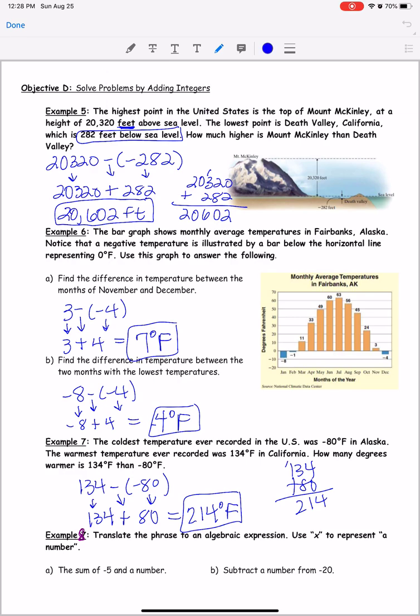Translate the phrase into an algebraic expression. Use x to represent a number. So this says the sum of -5 and a number. So the sum means to add. So it means we've got -5 plus a number. We're using x to represent that. So plus x. And then B, subtract a number from -20. Remember that from something, that's your starting point. So from -20 is where we start. And we're subtracting a number from it, and our number is still x. So minus x.